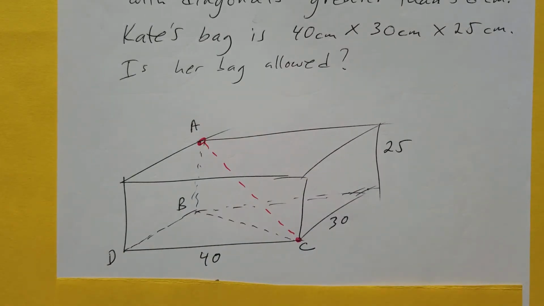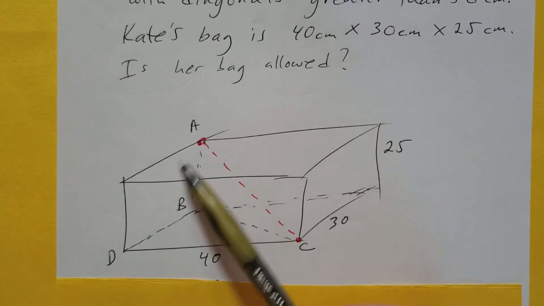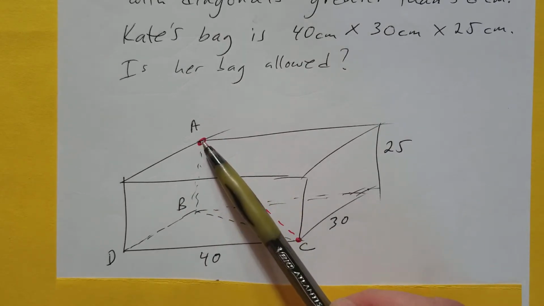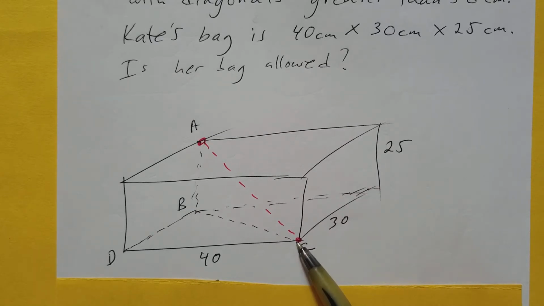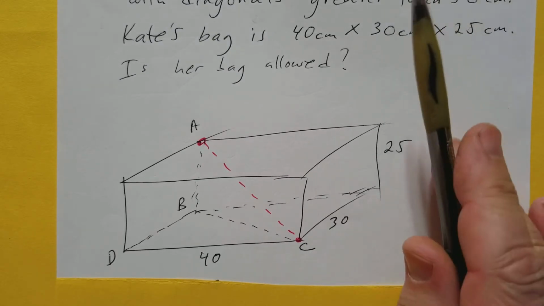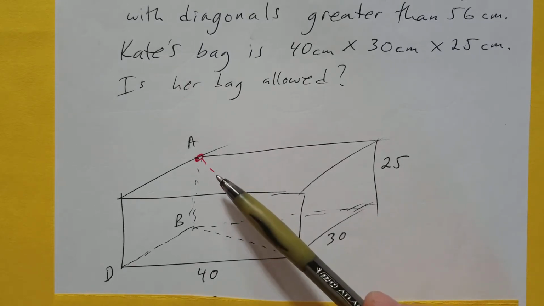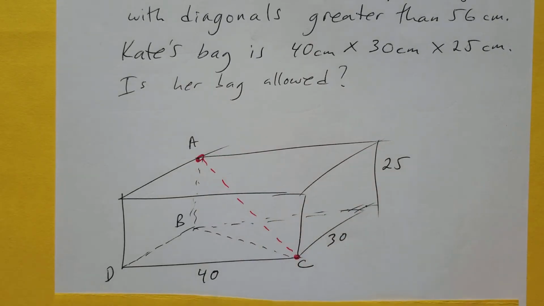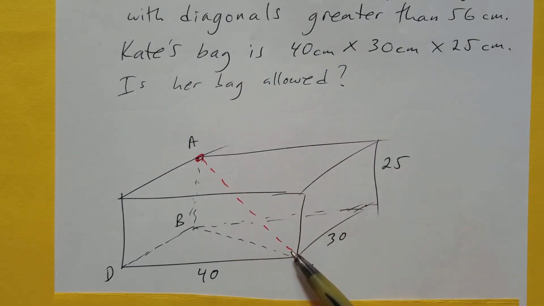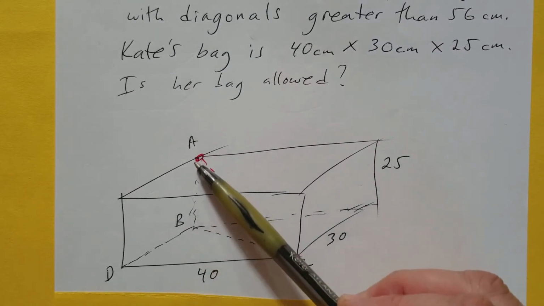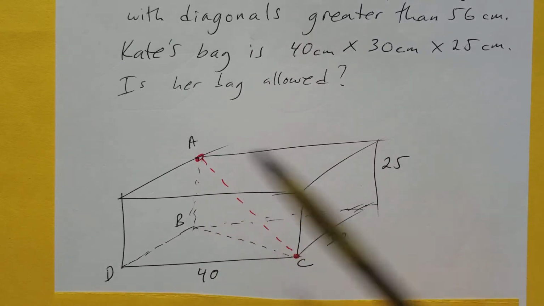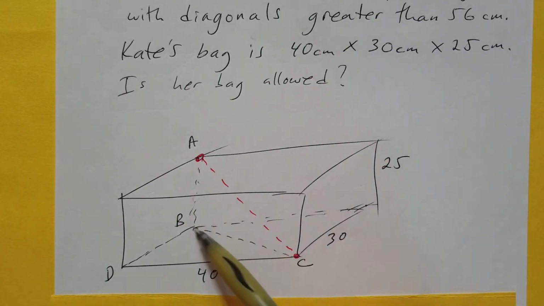So what the airlines are saying is, if this was a box, the roof corner to the opposite floor corner, that diagonal cannot be greater than 56. If it's greater than 56, the answer is no, it's not allowed. If it's less than 56, then we're okay. So how do we find that length? Well, if you look carefully, if we draw on the floor from corner to corner, and this here that's already there, we create a right triangle. So all we have to do is solve this right triangle.